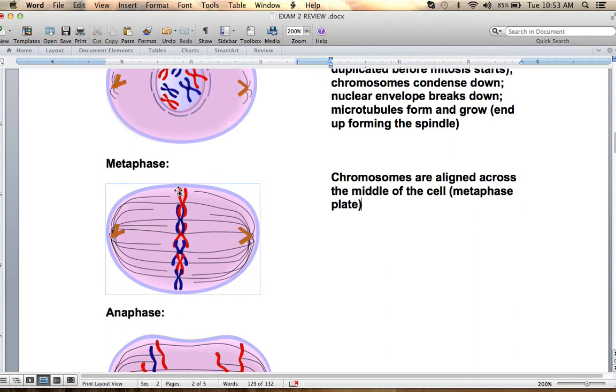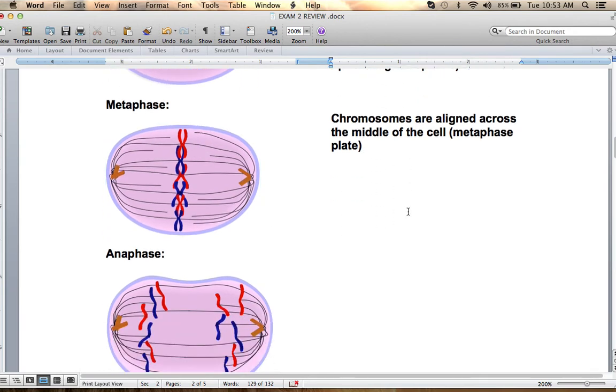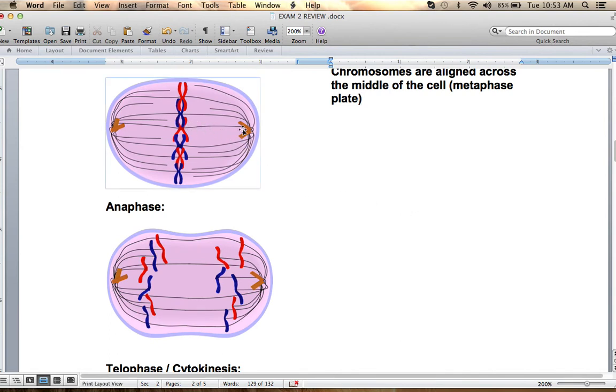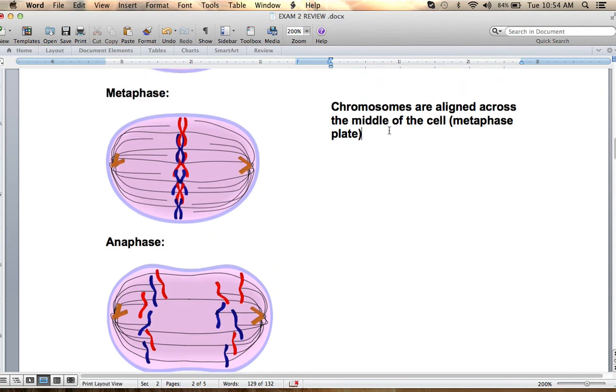And notice that this red X at the top is lined up completely up and down, and so the sister chromatids are kind of to either side. What's going to happen in the next phase of mitosis, anaphase, is that the spindle apparatus, these microtubules that are attached to the centromeres, are going to pull apart the sister chromatids. So in metaphase, the chromosomes are lined up at the middle of the plate, and the centromeres, which join the sister chromatids together, are attached to microtubules.